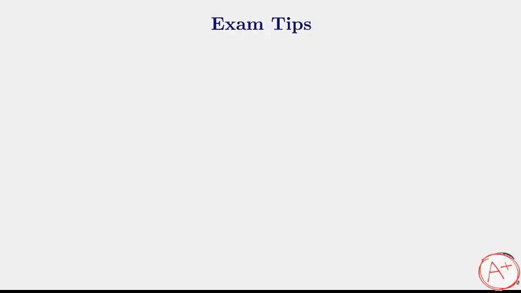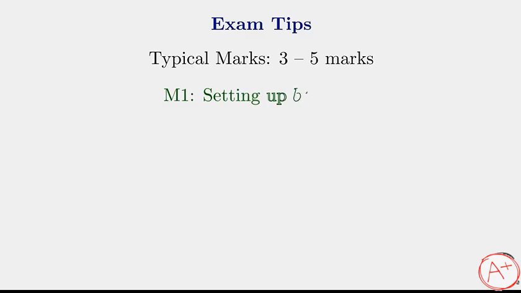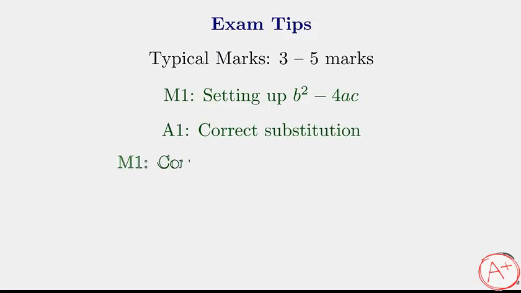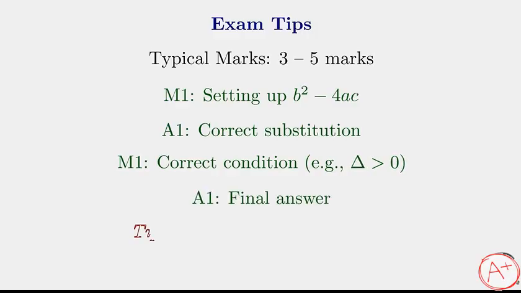When sitting your paper 1, keep these practical tips in mind to maximize your marks. First, understand the marking scheme. Most discriminant questions are worth 3 to 5 marks. Method mark for setting up b² − 4ac. Accuracy mark for correctly substituting coefficients. Method mark for using the correct condition, like greater than 0. Final answer mark. Even if you make an arithmetic slip, writing down the formula b² − 4ac ensures you pick up the initial method mark.